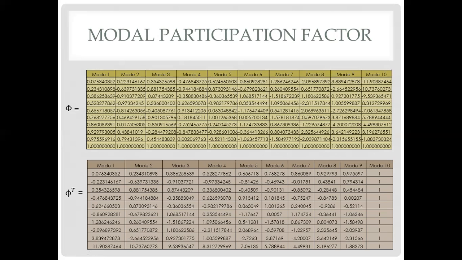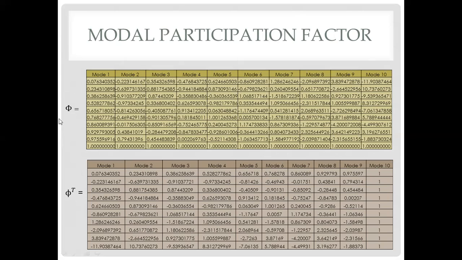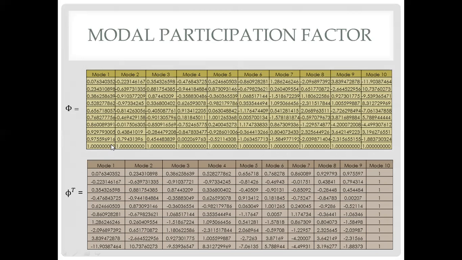To solve for L first, we have to get the values of the eigenvectors that we solved earlier. These are the eigenvectors of mode 1 to 10. Since we need to transpose them, as stated here, we transpose them in Excel. We just use equals, then transpose, then copy the eigenvector values. So, we get the transposed eigenvectors.